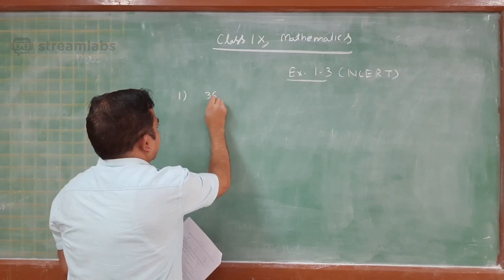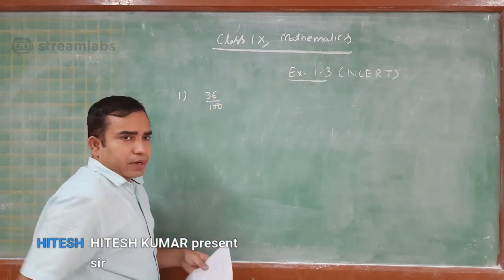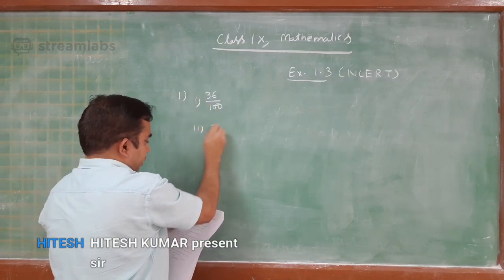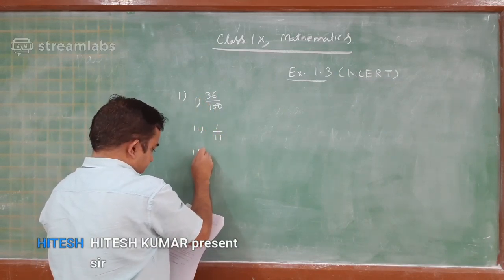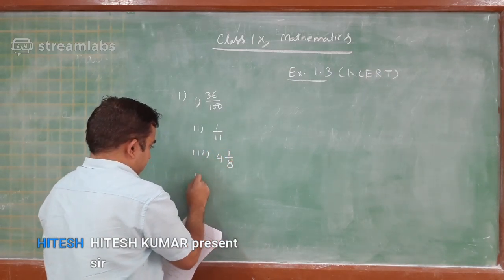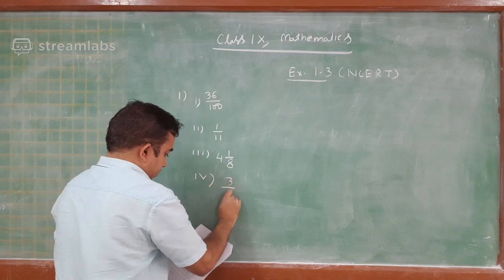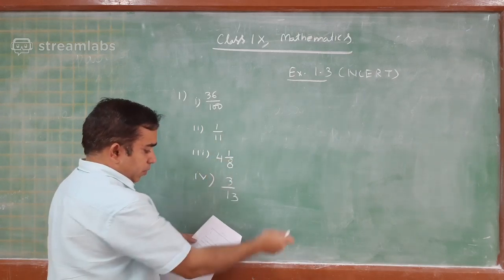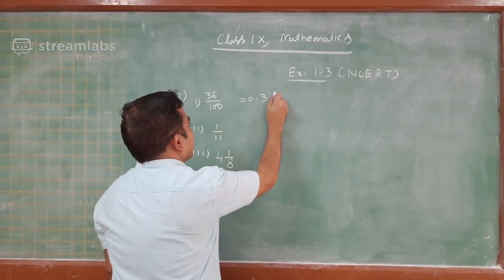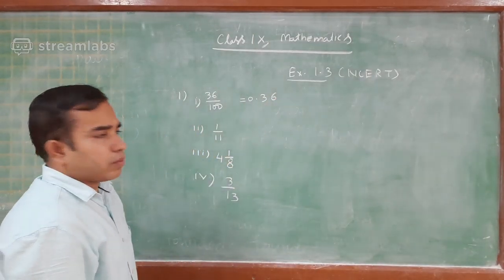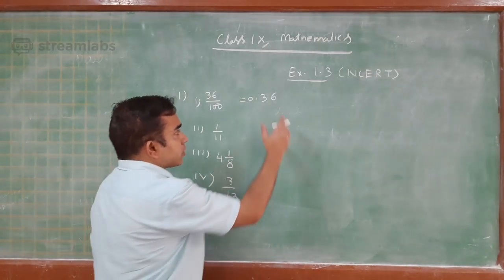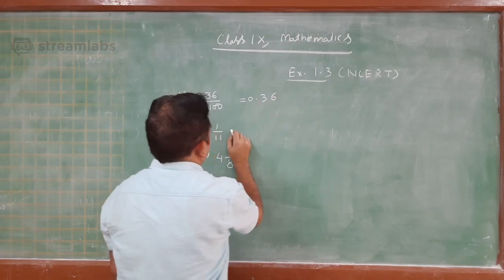It is 36 upon 100, right? Let's write them together and then after that we'll discuss. And some more are there. So this easily can be converted in decimal form, right? We have to tell which kind of decimal expansion it is. So this is terminated, so this is terminating decimal expansion.